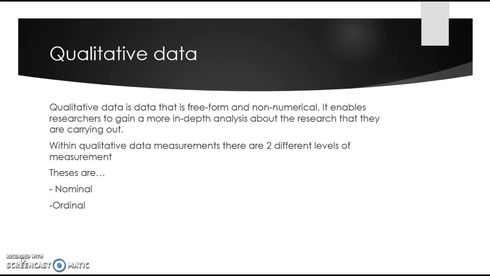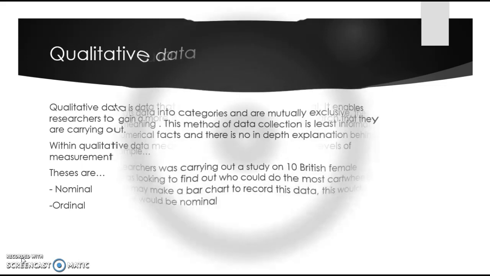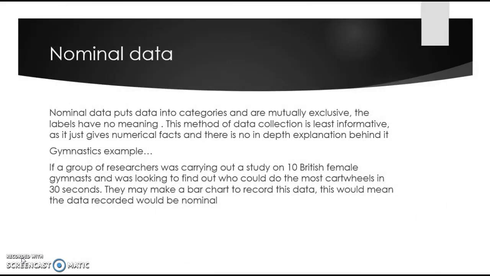Within qualitative data measurements, there are often two different levels of measurement. These are nominal and ordinal measurements. Nominal data. Nominal data puts data into categories and are mutually exclusive. The labels have no meaning. This method of data collection is least informative as it just gives numerical facts and there are no in-depth explanations behind it.